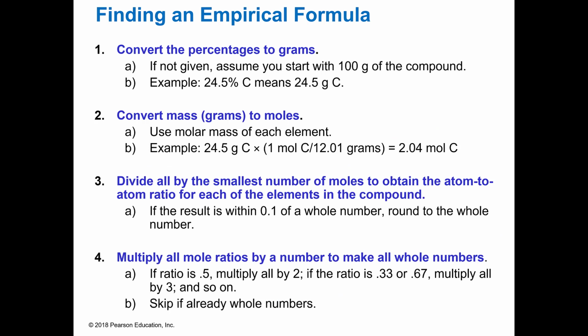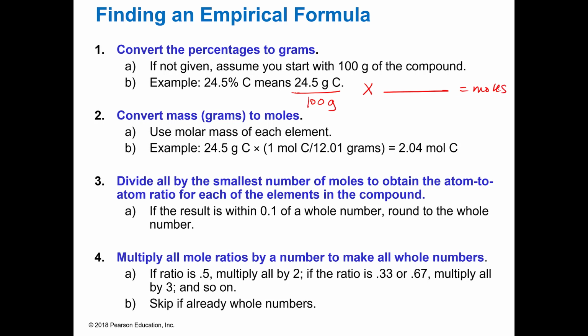So these are the steps, and I like to give you a summary slide so you can look at it. The first thing you do is you convert the percentages to grams. So if it's 24.5% carbon, you know that is 24.5 grams per 100 grams. You convert any mass to moles. So then I'm going to do whatever to get that to moles.